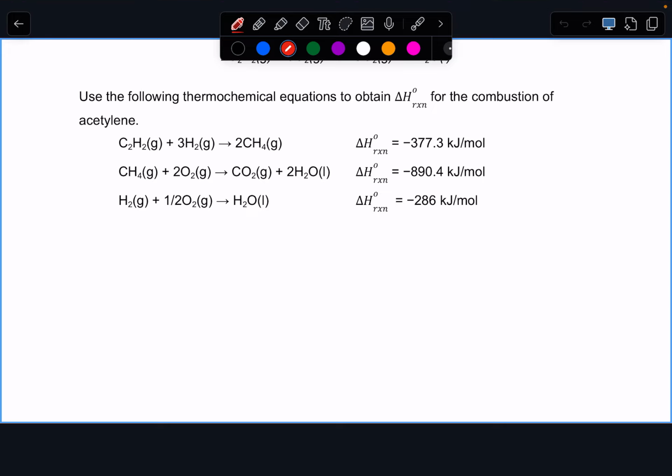Okay. I want you guys to do a Hess's Law problem for practice to remind you of some of the things we did in chapter 7. And then maybe we'll also do one with delta H's of formation.